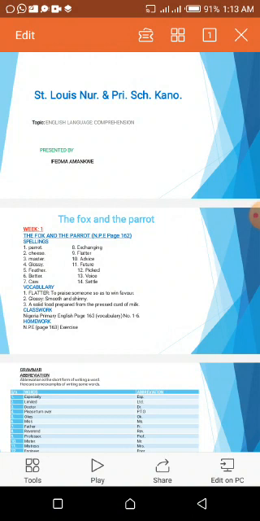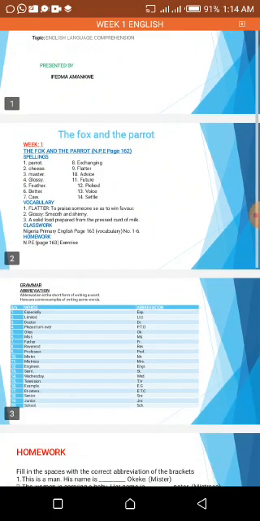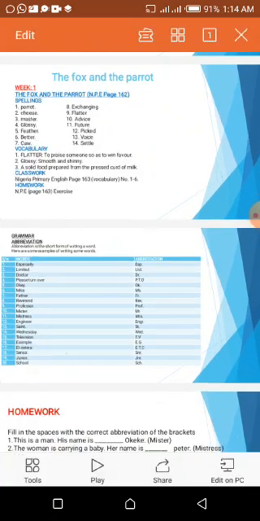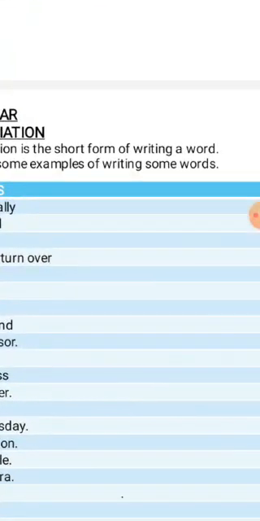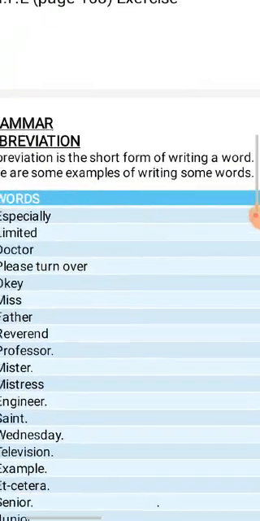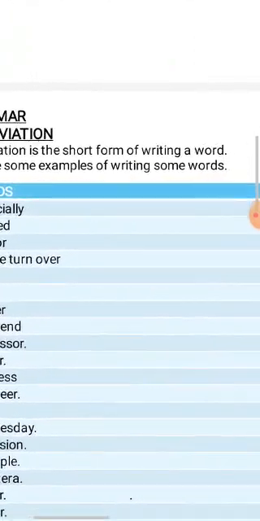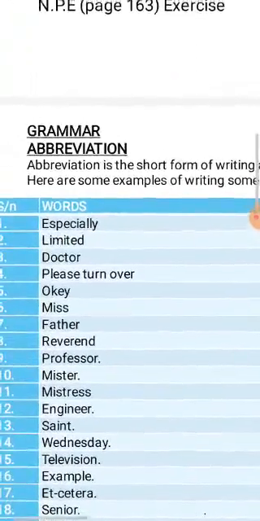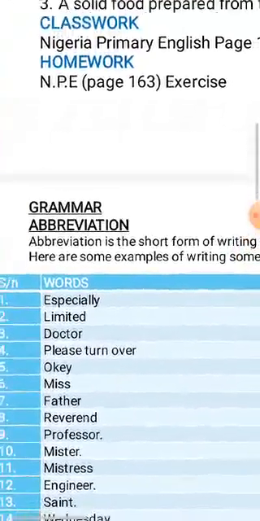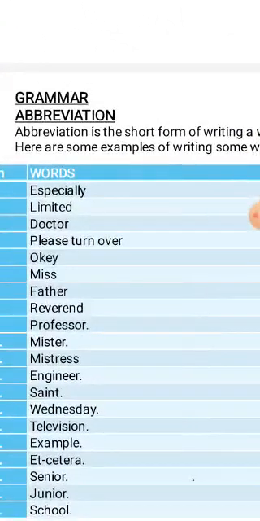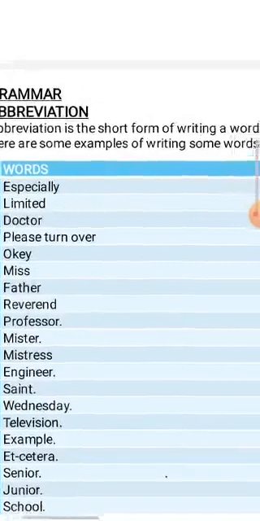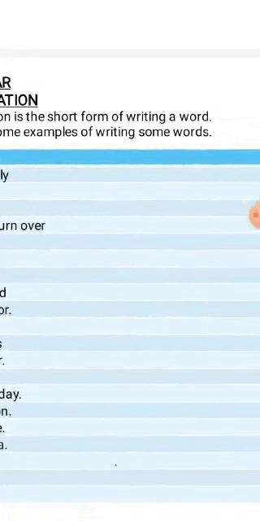So today, we'll be looking at the topic that says abbreviation. And the word abbreviation means the short form of writing a word. Abbreviation, as you can see, is the short form of writing a word. Here are some examples of writing some of these words.